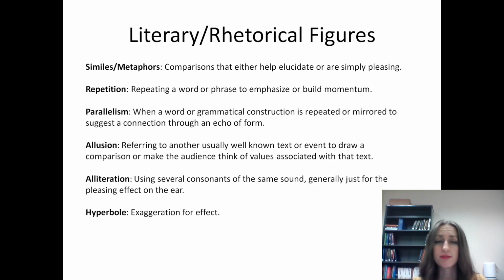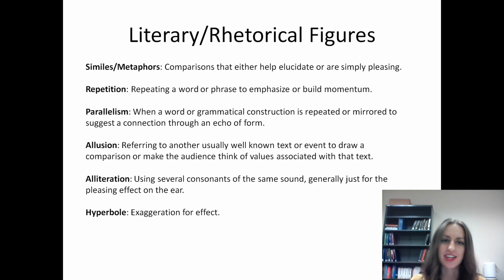Then we have allusion. Allusion is when you refer to another, usually well-known text or event, historical event or social event or cultural knowledge thing, to draw a comparison or to make the audience think of values associated with that text or event or whatever it is, just alluding to something else. We're going to see an example of that in just a moment too.